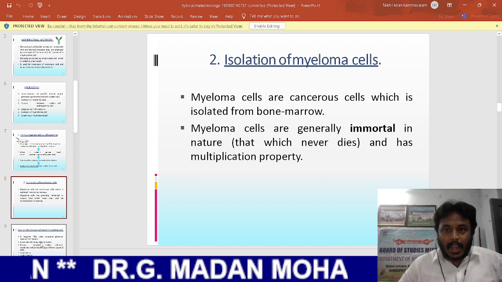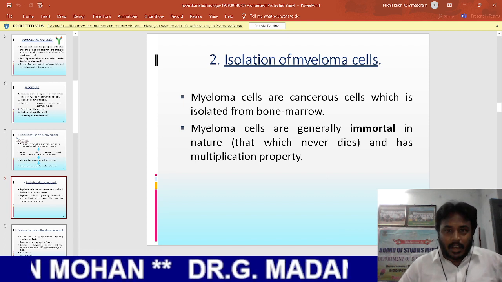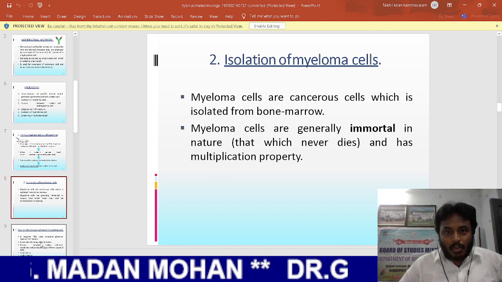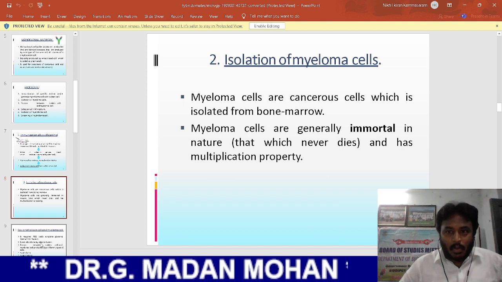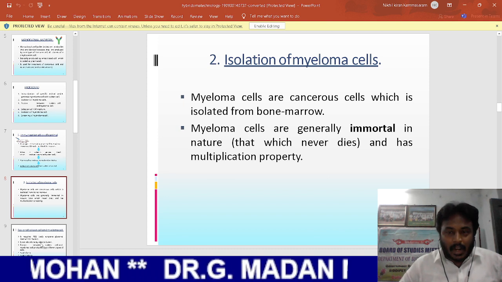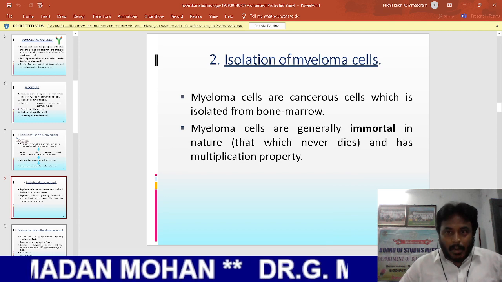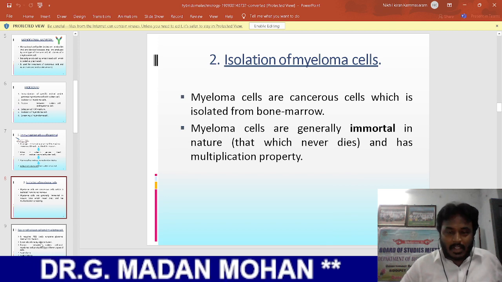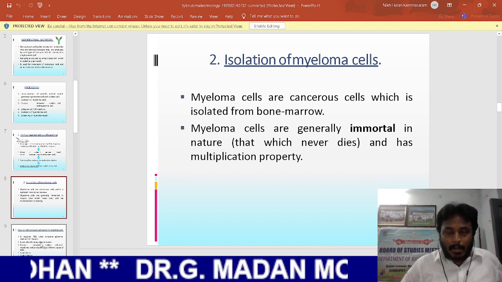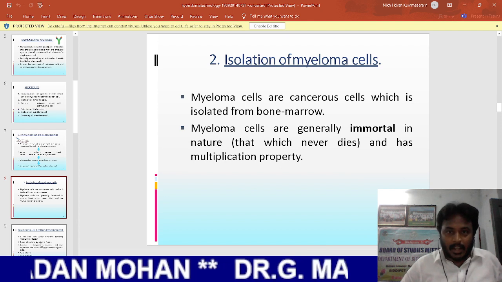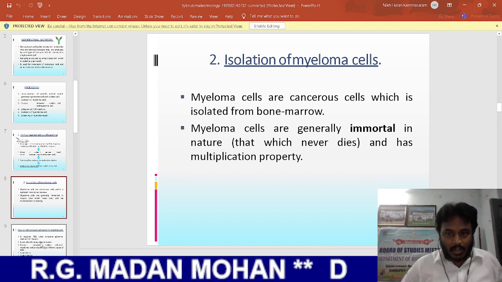And the second step is isolation of myeloma cells. Myeloma cells are fast growing cells isolated from bone marrow, and these cells divide rapidly. So these myeloma cells are isolated. In the first step, B lymphocytes capable of producing antibodies are isolated. In the second step, myeloma cells are isolated.